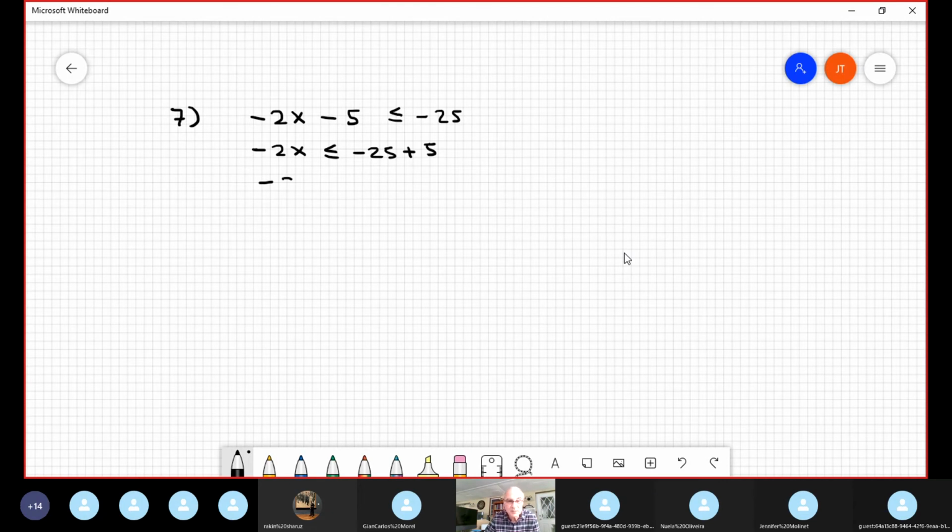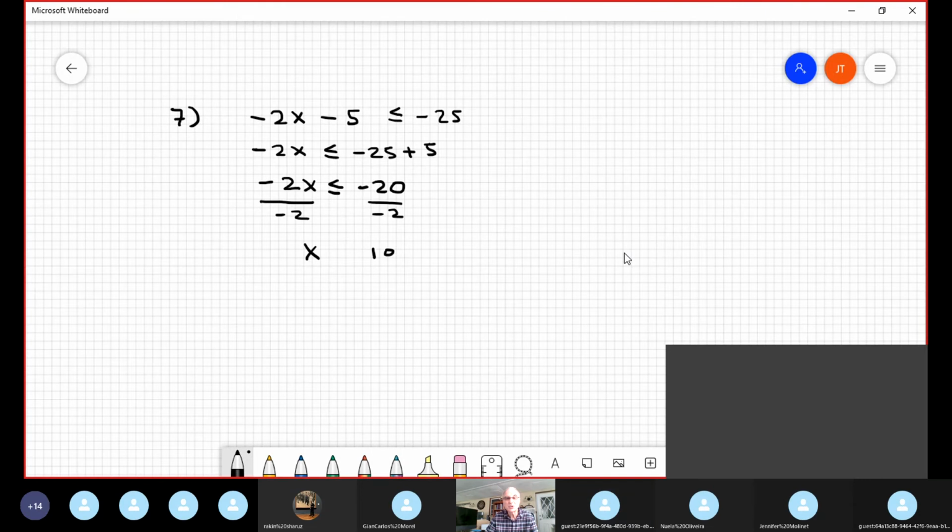So minus 2x less than or equal to minus 20, no? Because 25 minus 25 plus 5 is minus 20, divided by negative 2 on both sides. X is 10, no? It's positive 10, right? Because minus 20 divided by negative 2 is positive 10. And what happened with the sign? Stay the same or switch? Flips. Switching. Very well.